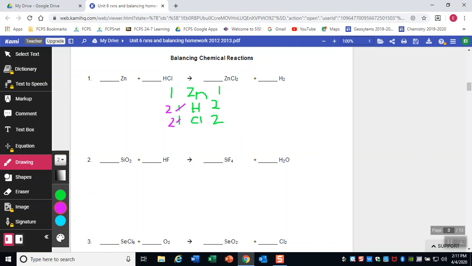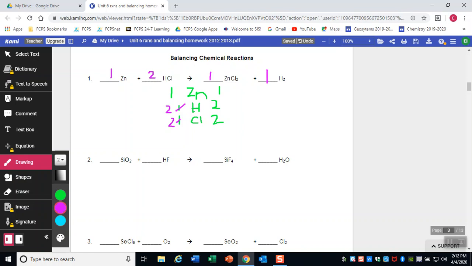Well, in order to do that, I'll just change my coefficient. All right, I can put a number in front. I cannot change the subscripts because that would change what it is. So I'm just putting a number in front. So now I have 2 moles of hydrochloric acid, and that meant that I had 2 hydrogens and 2 chlorines over here. All right, and I still have 1 and 1, so that actually is good. I have 1 zinc, 2 hydrochloric acids, 1 zinc chloride, and 1 hydrogen.